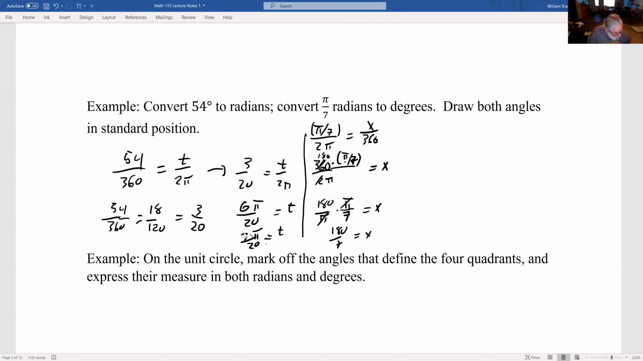And do I have that written down here? It should be about 25.7 degrees. I didn't have that written down.